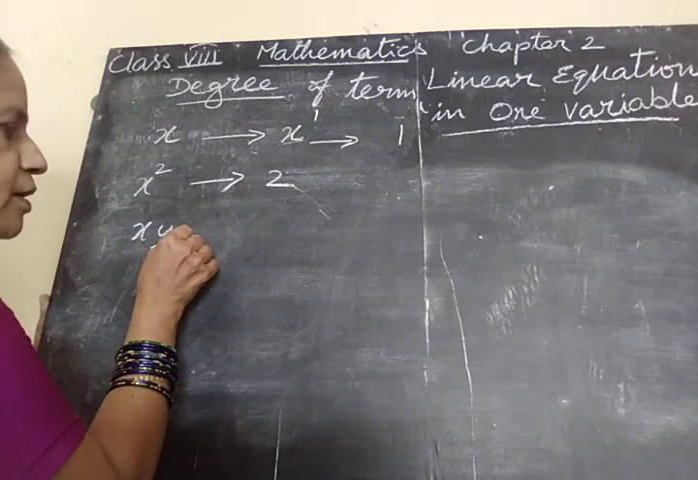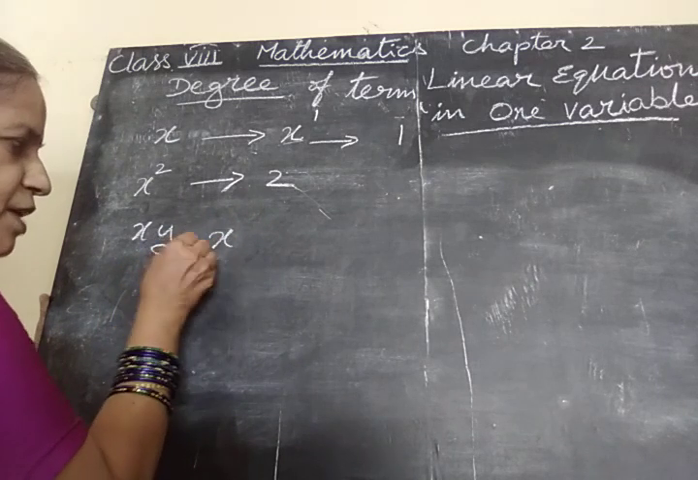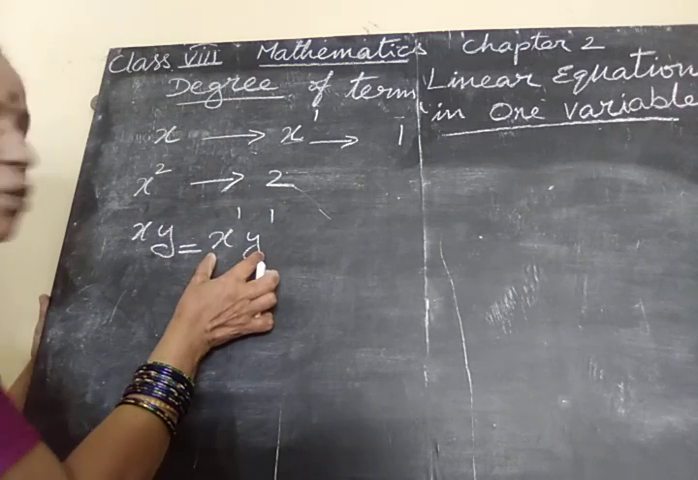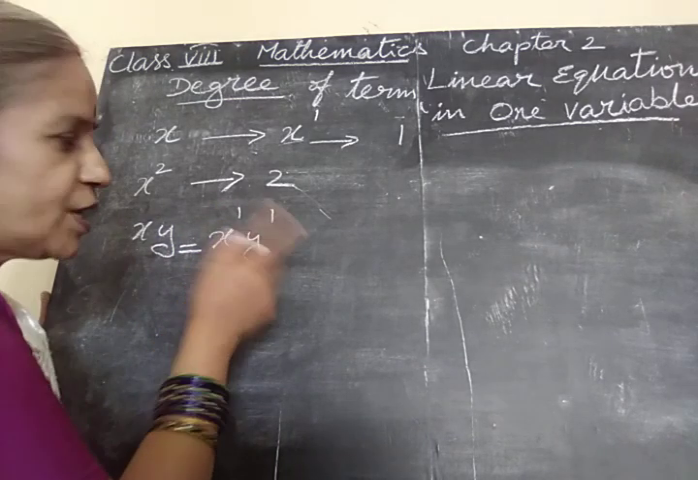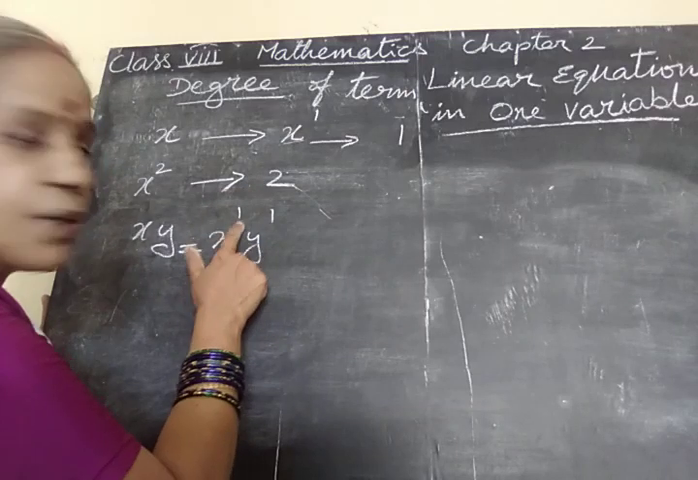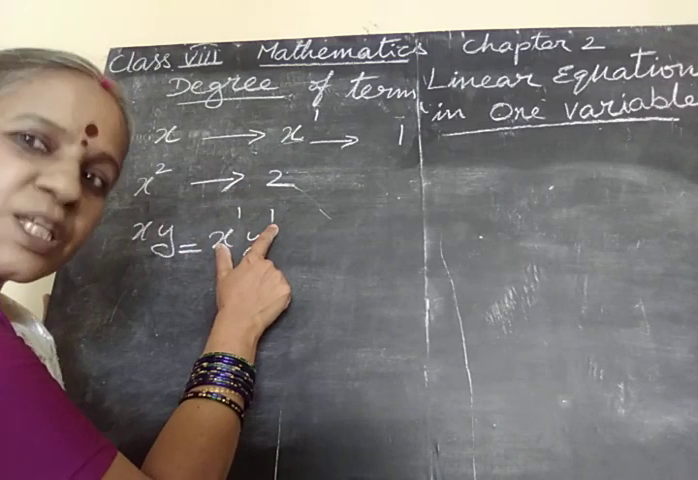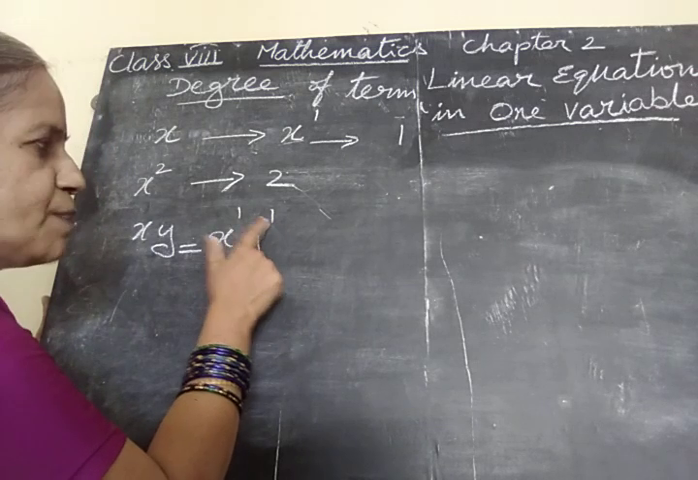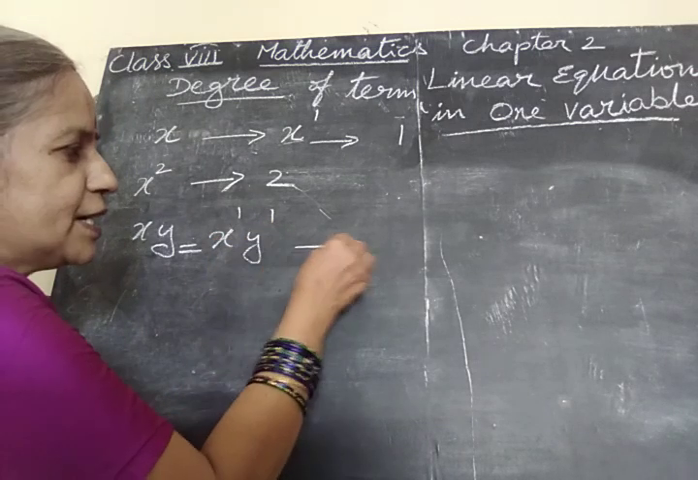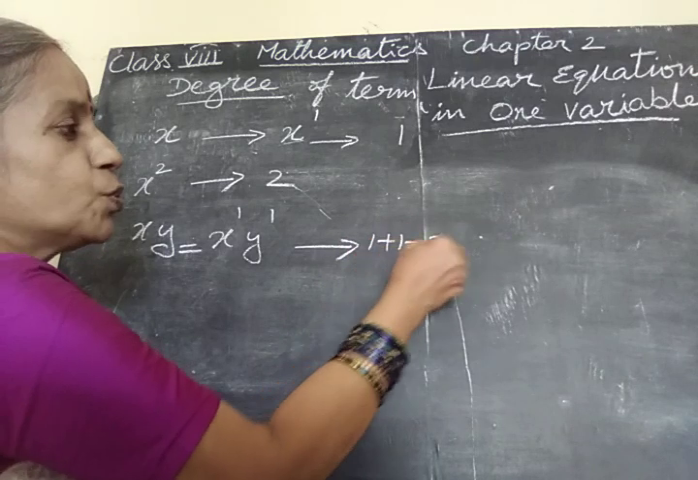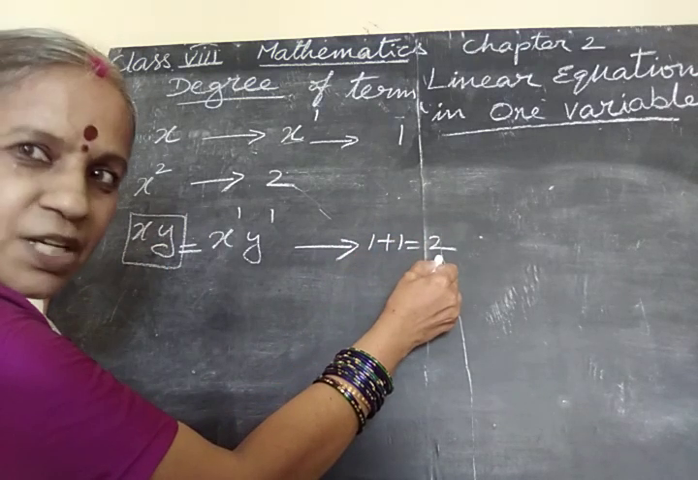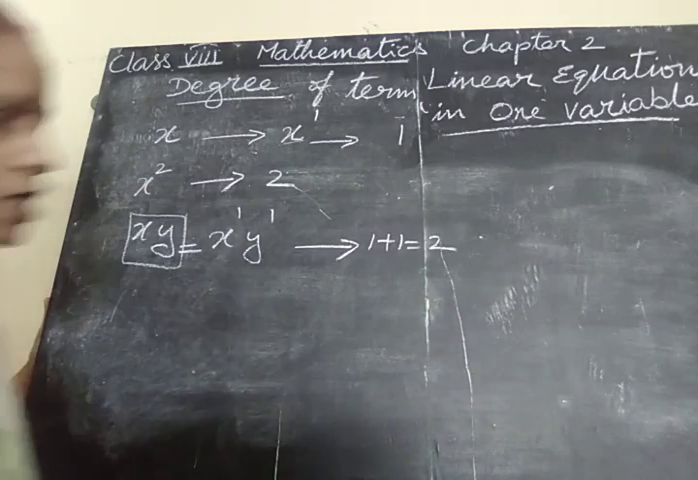How can you write this? x power 1 and y power 1. So here 2 variables are there, so for finding the degree, you have to add both the exponents. 1 plus 1, 2. So the degree of this term is 2 only. Understood?